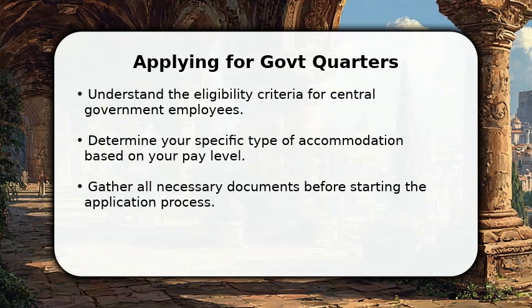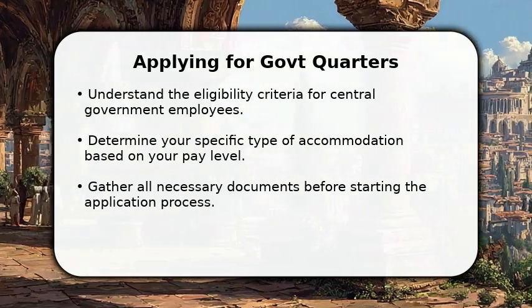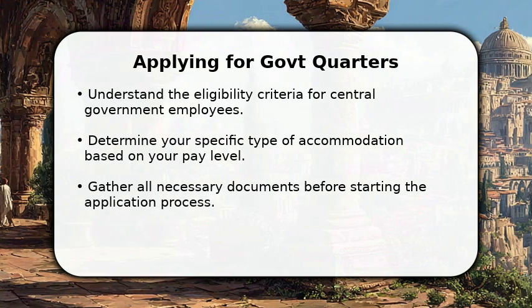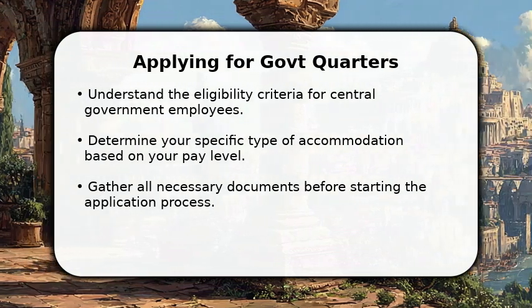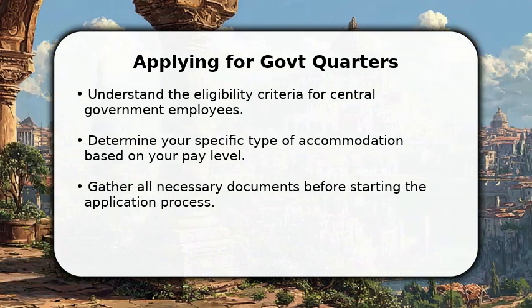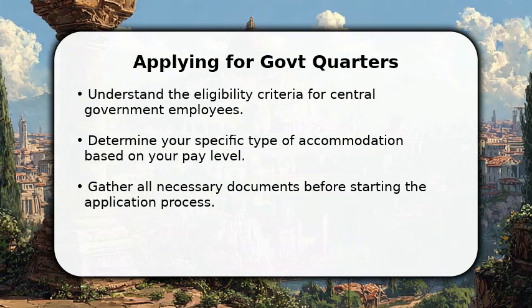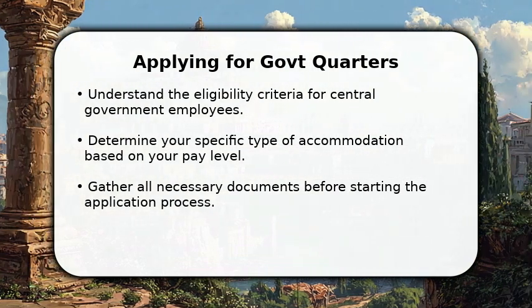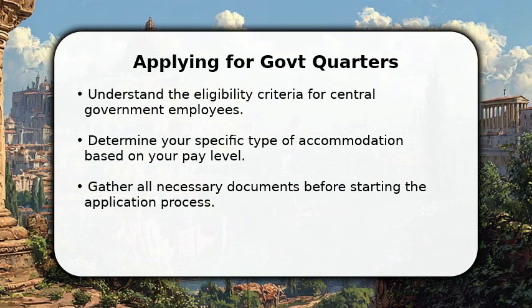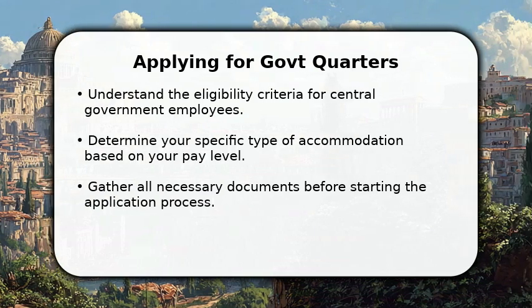In this video, I will explain how to apply for central government quarters in Delhi. First, you need to understand the eligibility criteria for central government employees. This involves determining your specific type of accommodation based on your pay level and gathering all necessary documents, such as your identity proof and service certificate, before you even begin the application process. Proper preparation is key to a smooth experience.